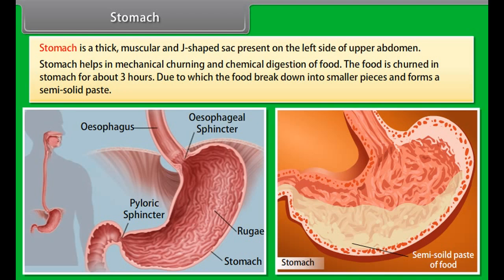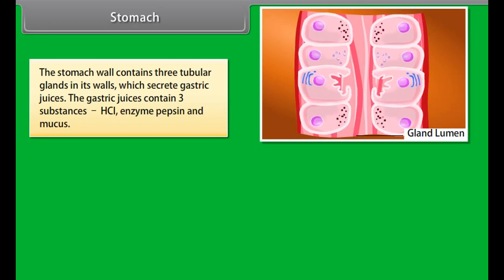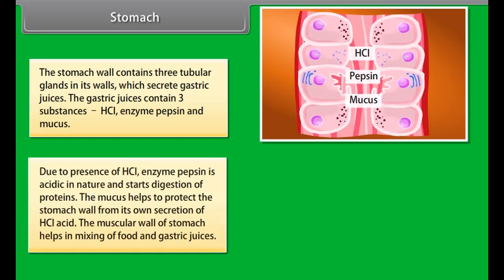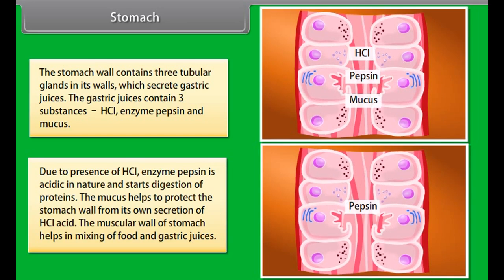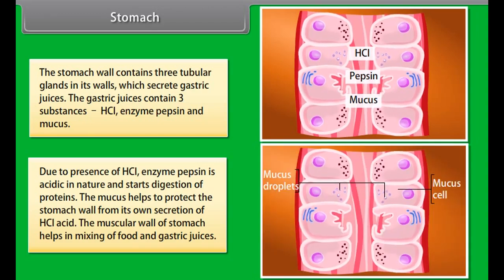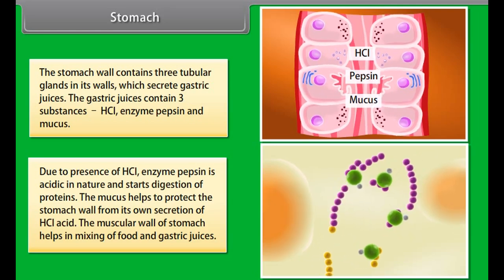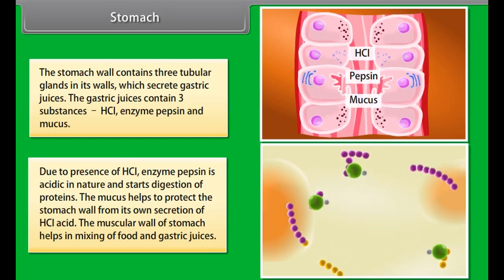The food is churned in stomach for about 3 hours, due to which the food breaks down into smaller pieces and forms a semi-solid paste. The stomach wall contains 3 tubular glands in its walls which secrete gastric juices. The gastric juices contain 3 substances: HCl, enzyme pepsin, and mucus. Due to presence of HCl, enzyme pepsin is acidic in nature and starts digestion of proteins. The mucus helps to protect the stomach wall from its own secretion of HCl acid. The muscular wall of stomach helps in mixing of food and gastric juices.